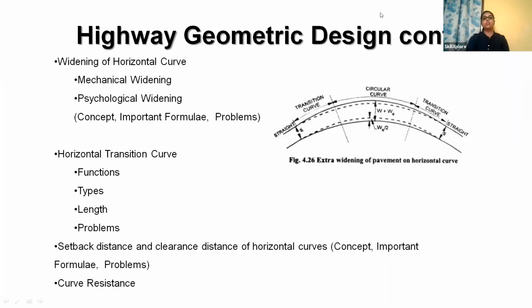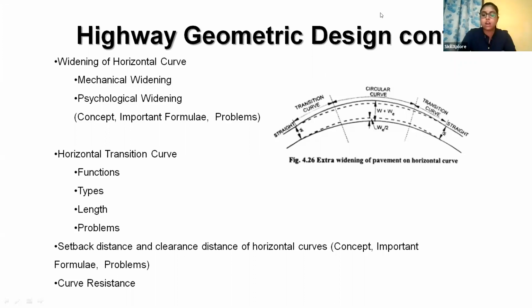Next is widening of the horizontal curve. While we are encountering a horizontal curve, will the width be the same as that on the other roads? No, right? Some widening will be provided in the horizontal curve. Why do we provide that widening? There are mainly two reasons for providing the widening. It can be given for a mechanical widening reason and a psychological widening reason.